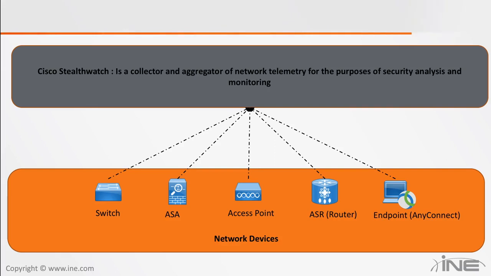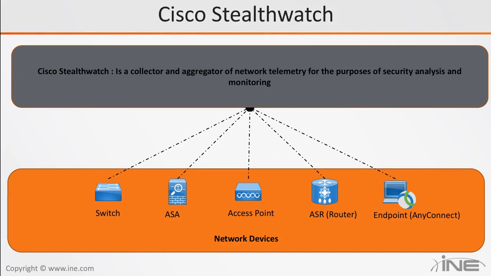What is Stealthwatch? Stealthwatch is that product which collects those information. That is, a Stealthwatch is a collector and aggregator of those network telemetry for the purpose of security analysis and monitoring. In our figure, we have shown only a couple of devices such as switches and firewalls. But Stealthwatch can accept the data from many devices which are not mentioned. It can also accept data from third-party devices, from cloud, and from many other points. Basically, any device which has the NetFlow capability can send the data to Stealthwatch, and Stealthwatch will be able to accept the data. Those exporters can be anything.